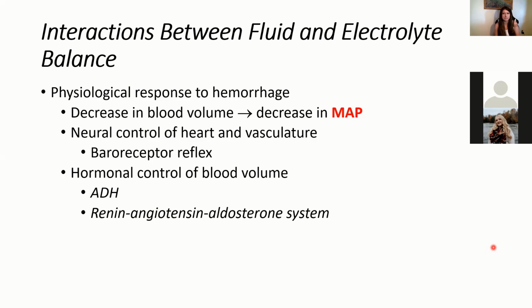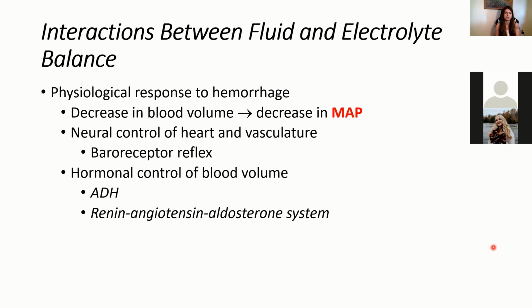The point of having these interactions between the electrolyte balance and our fluid balance is so that we can respond to physiologic or biological events, specifically things that are going to happen to your body and your cardiovascular system, like hemorrhaging. So in a hemorrhage, you decrease the amount of blood volume because you're bleeding out. So you decrease your mean arterial pressure.